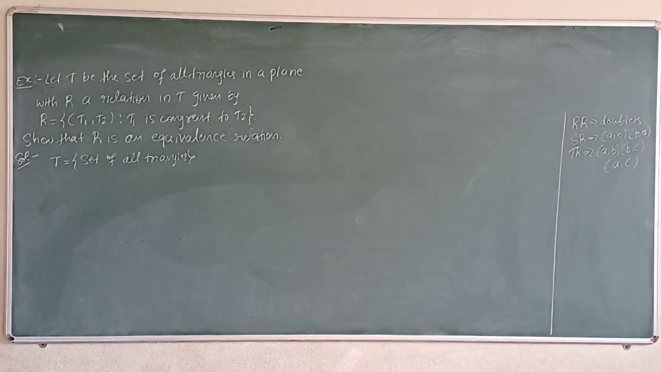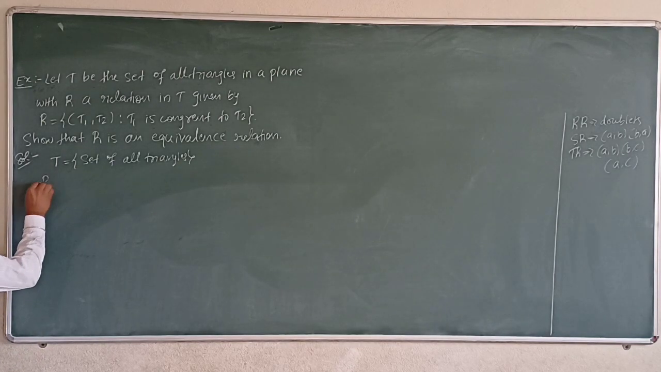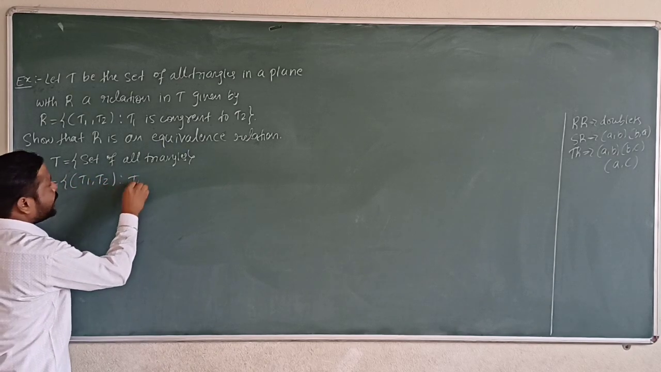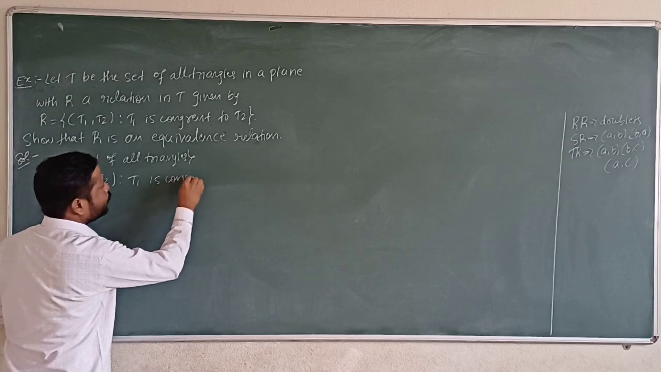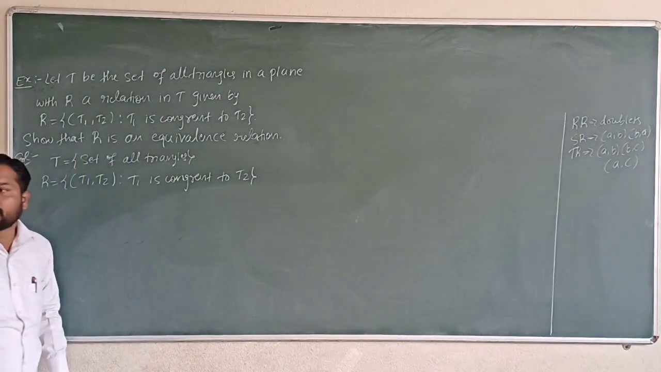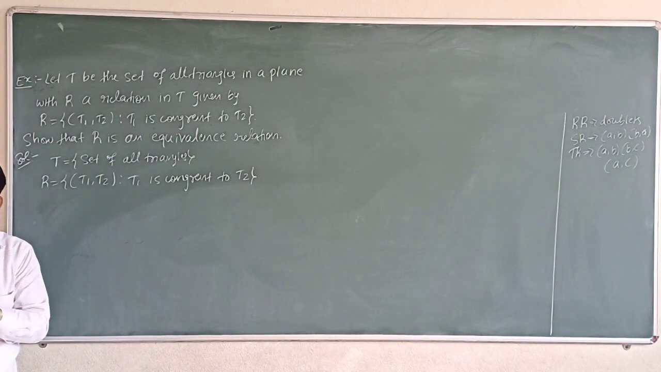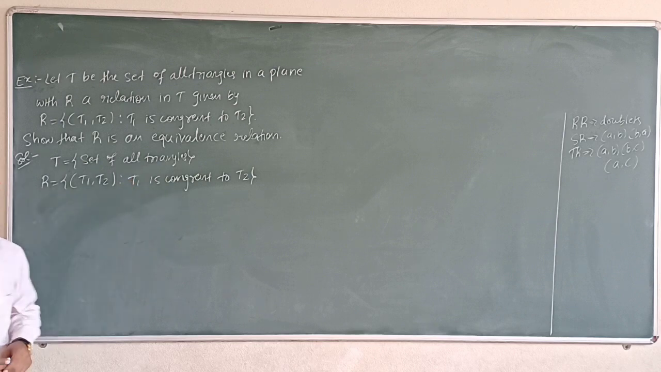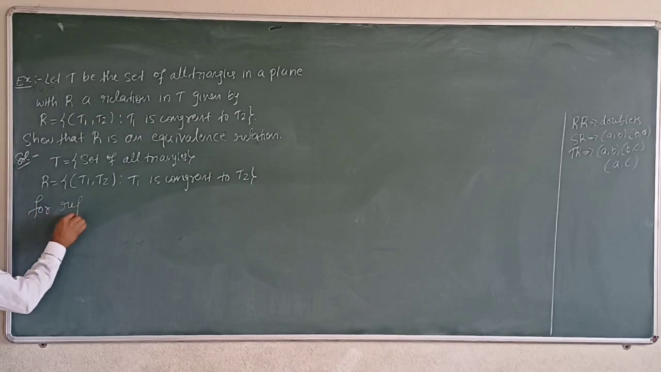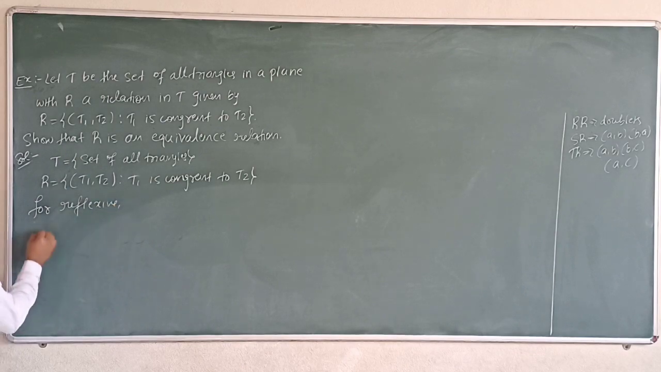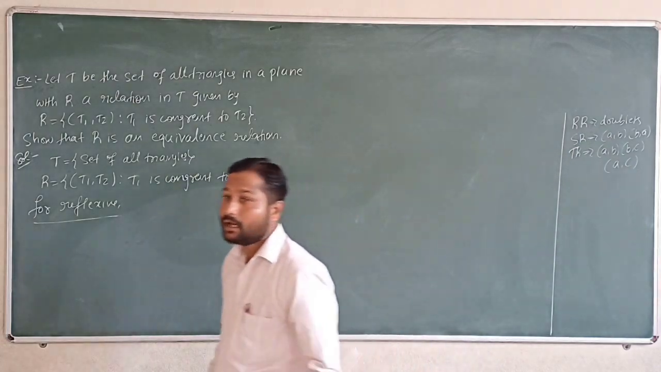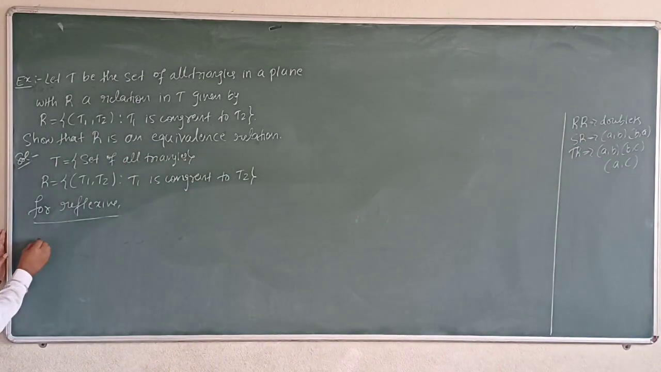Okay. Take up, what is the relation now? The relation R is equal to (T1, T2) such that T1 is congruent to T2. See, T1 is congruent to T2. Congruent means identical in shape and size. Take up the reflexive relation now. Discuss once again. For reflexive, we have to take a doublet.